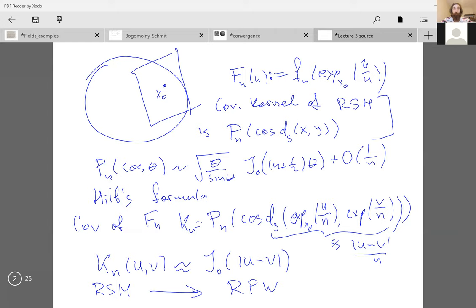Okay, yeah, okay. And by the way, you can play this game on any manifold. So if you take a compact manifold, then, unlike the sphere, the spectrum will be simple. So all eigenvalues have only one eigenfunction. And now we can order them by size of eigenvalue. And then you take n eigenfunctions with eigenvalues around n squared, and take the Gaussian linear combination. Then this linear combination will converge to the same random plane wave. So it's kind of a universal thing.